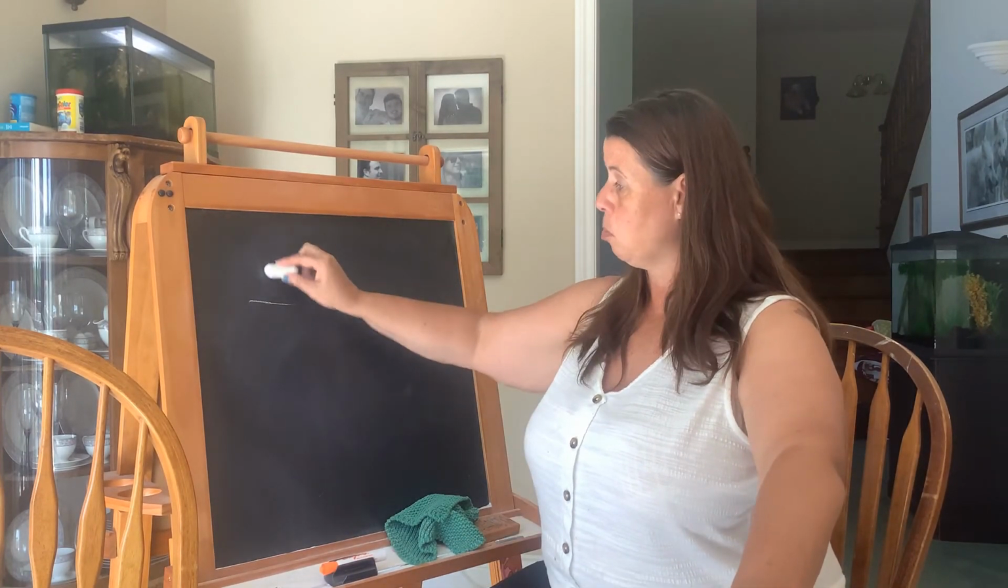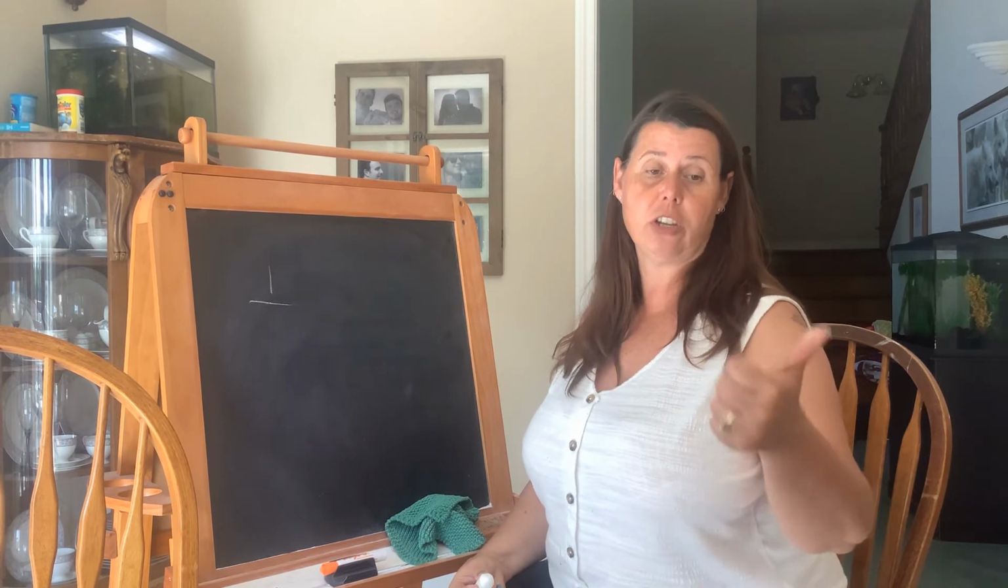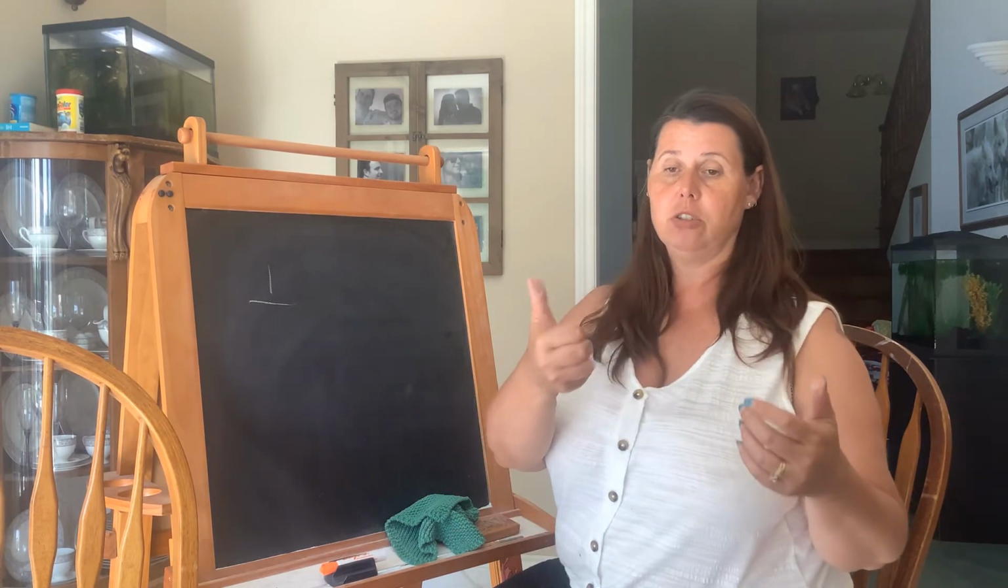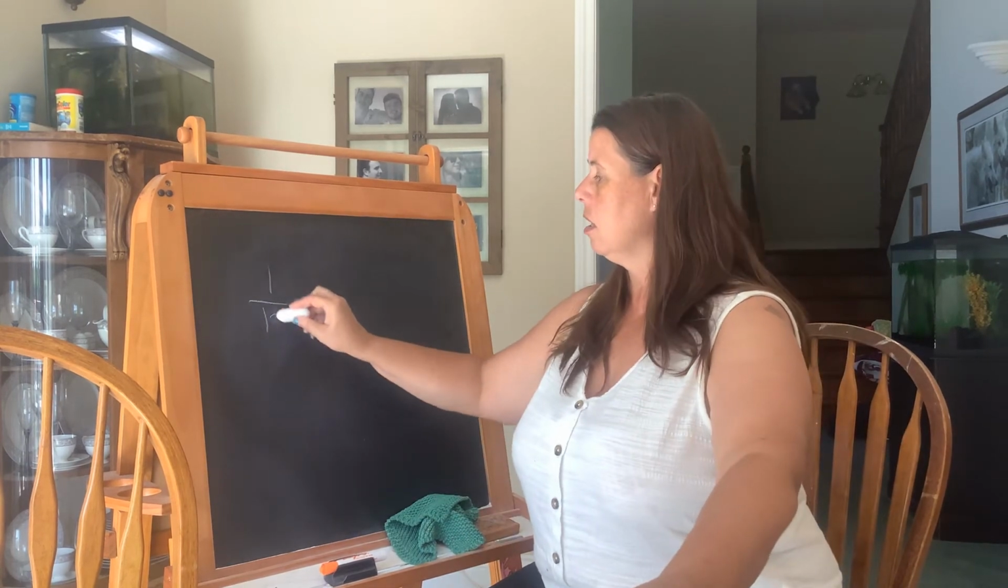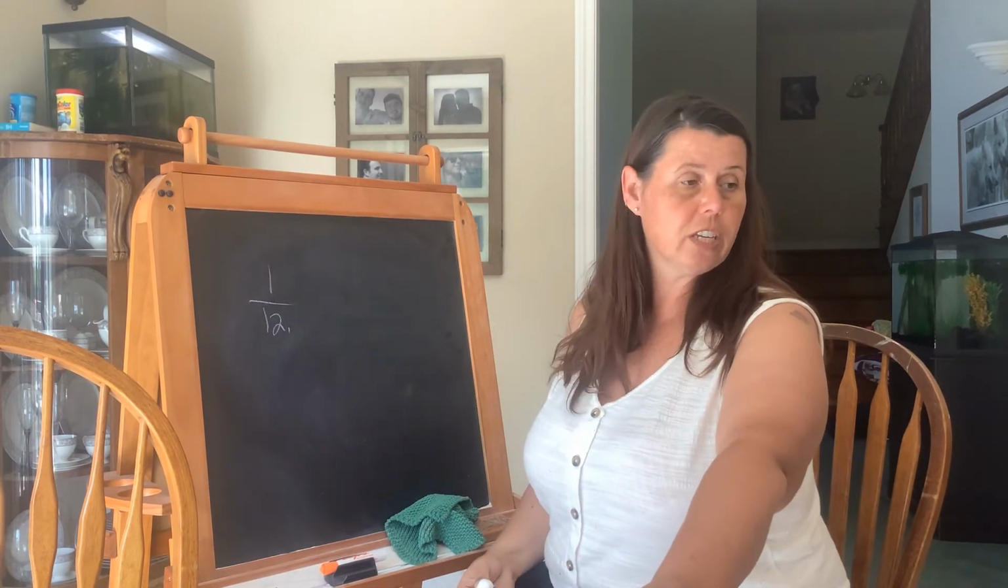A month is 1 out of how many? January, February, March, April, May, June, July, August, September, October, November, December. A month is 1/12 of a year.